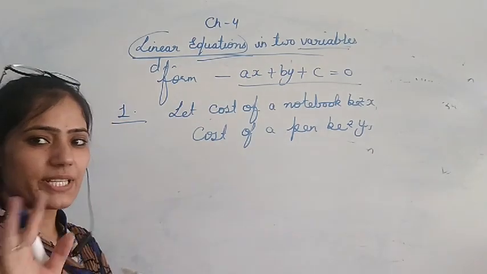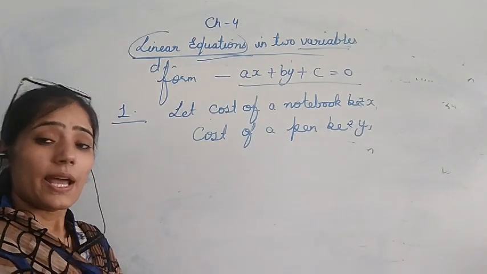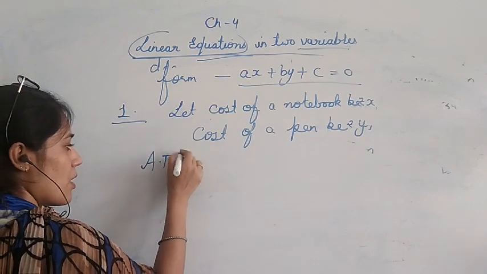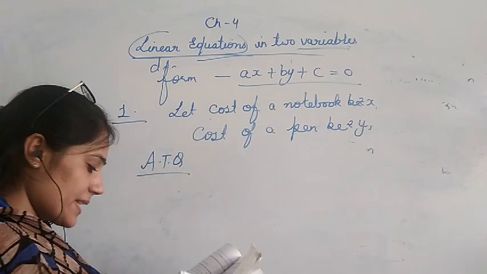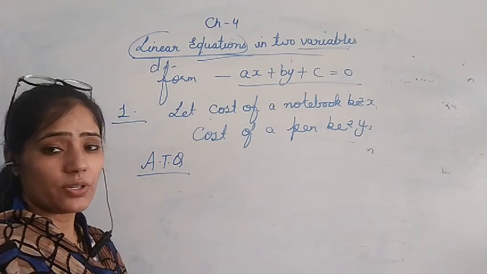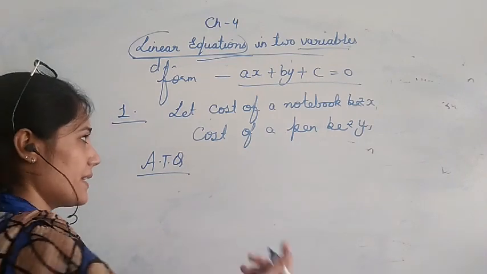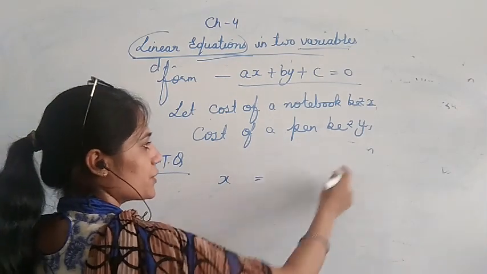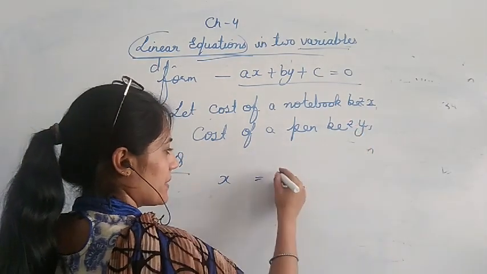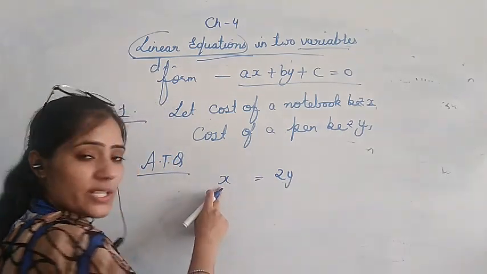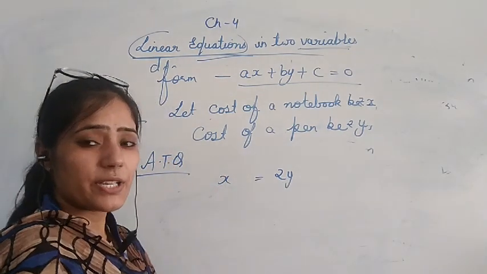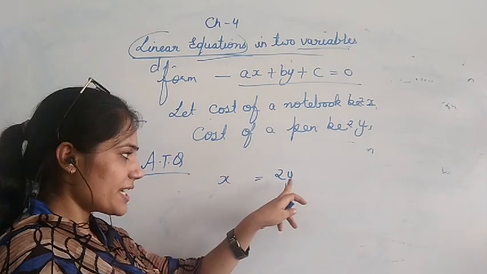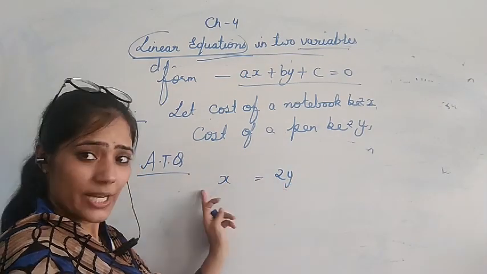Cost of a notebook rupees x and cost of a pen y. In this question, according to the question, we will make a linear equation. What is the question saying? That the cost of a notebook is twice the cost of a pen. If the pen we are purchasing is 5 rupees, what will be the cost of the notebook? 10 rupees. It means here I am putting 5 into 2, 10.